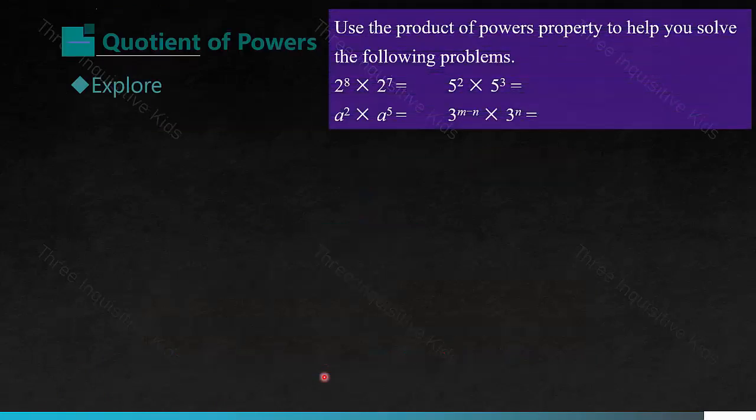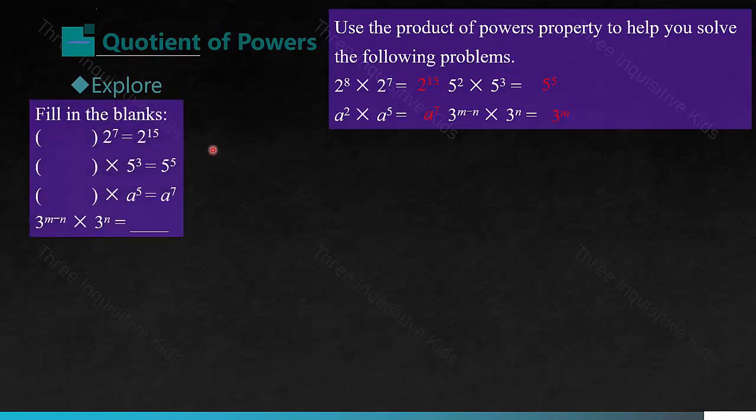Use the product of powers property to help you solve the following problems. For 2 to the 8th power times 2 to the 7th power, you should get 2 to the 15th power, because you add up the 8 and the 7. You add up the exponents. Same for the rest of these problems. You'll get 5 to the 5th power, a to the 7th power, and 3 to the nth.